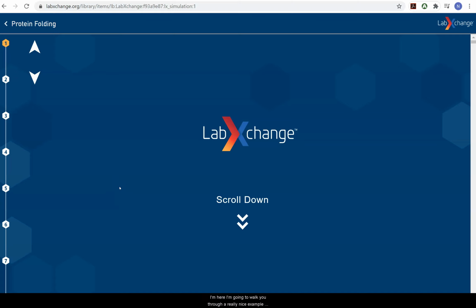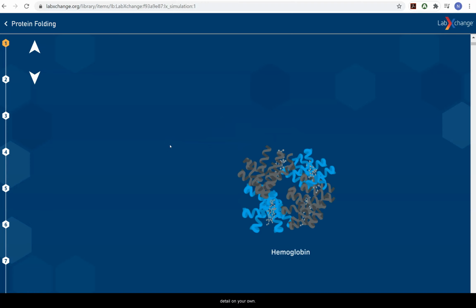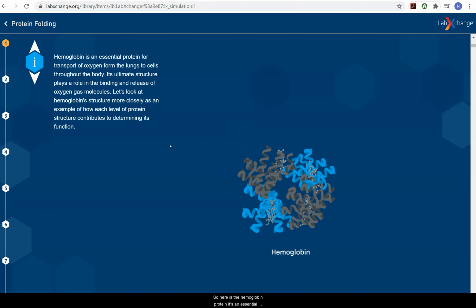So here I'm going to walk you through a really nice example of protein folding using hemoglobin protein. This is put together by the labx platform. I'll provide the link in case you want to go back and look at it in more detail on your own. So here is the hemoglobin protein.